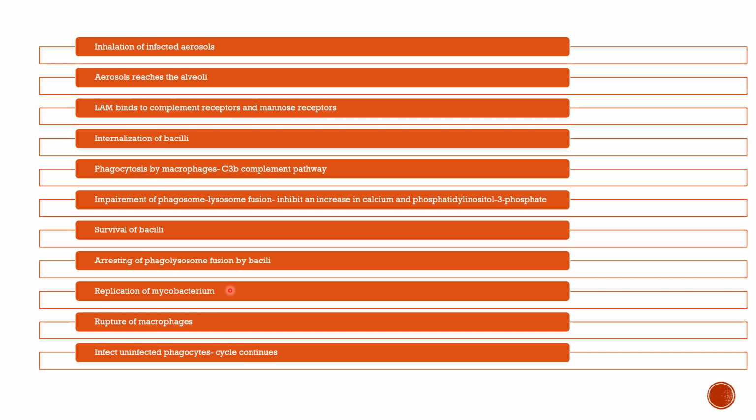Once the replication process is over, the macrophages rupture and the bacilli flow out of the macrophages. After the rupture, the bacilli are out freely in the bloodstream, and they go and infect the uninfected cells. Once the uninfected cells are infected, the cycle continues again.